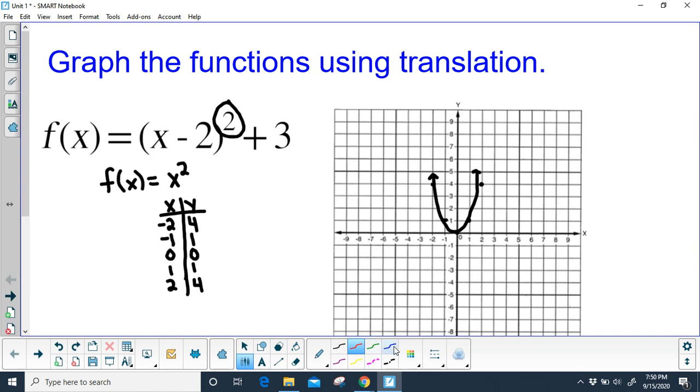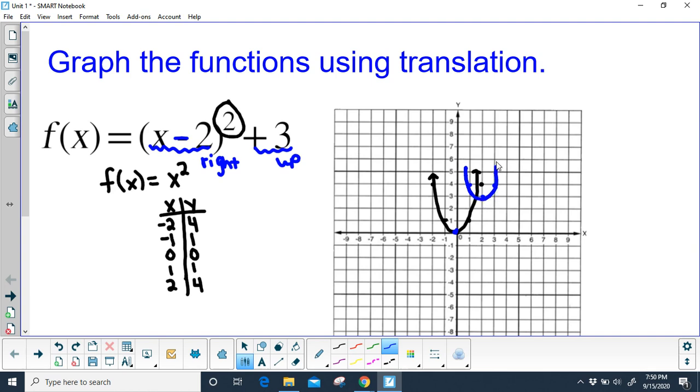And now we're going to translate it. For translations, anything with the x moves left or right, but it's opposite of that sign. Since that says minus, we're moving right. Anything outside the function after the symbols goes up or down. Plus is up. So take the vertex of the parent function and move it right 2 and up 3. Every point moves right 2 and up 3. You can move all of them or just enough to get the general shape of the graph.